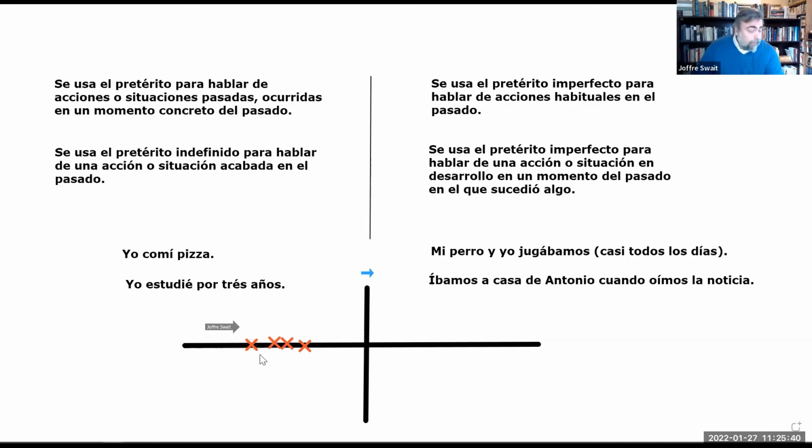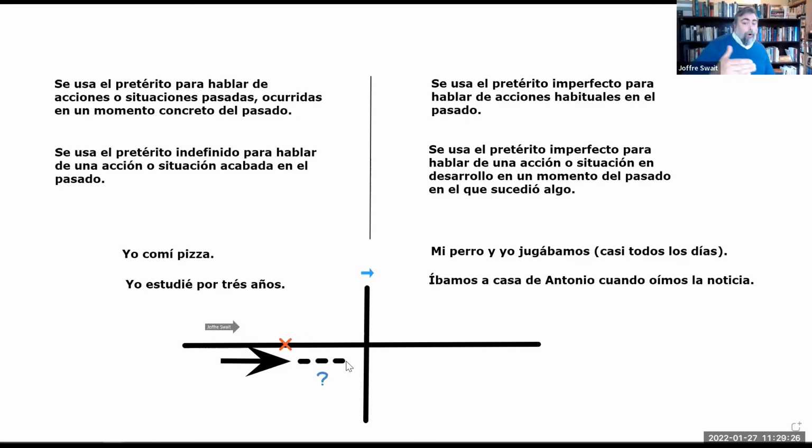And you guys are welcome to draw this. I think I find these conceptually very helpful. So if you do as well, feel free to draw this. So that illustrates mi perro y yo jugábamos. Okay, so my dog and I played, or there are different ways we might say this in English. My dog and I used to play. My dog and I would play often, right? There are different ways we can say this in English.